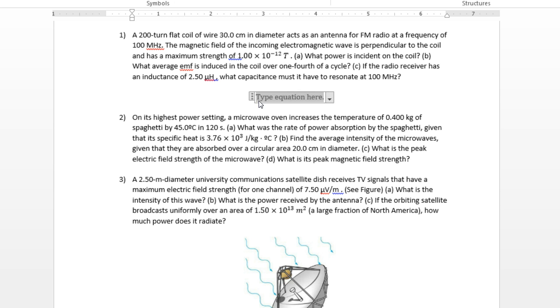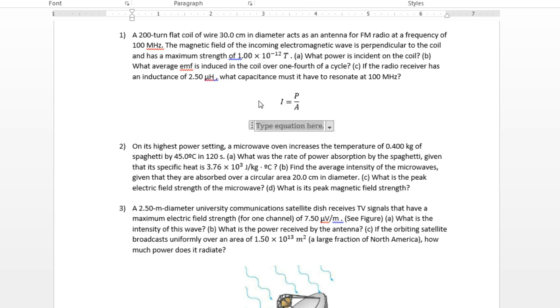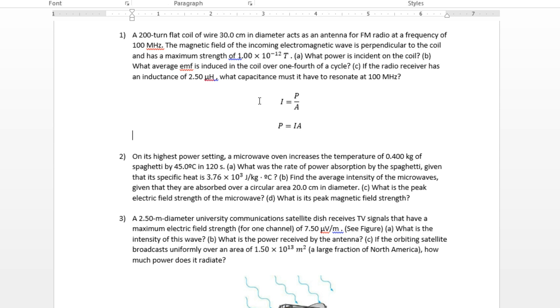Well, we can work this from a couple of ways, but first, the question is what power is incident on the coil. And so if we look for power in all of this, the intensity is the power divided by the area, right? So power is simply intensity times area.